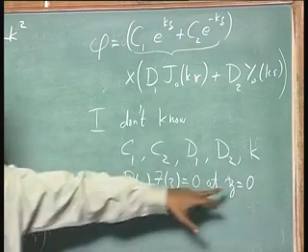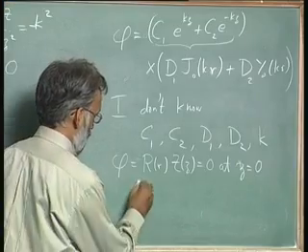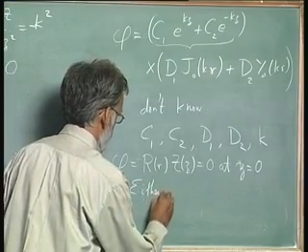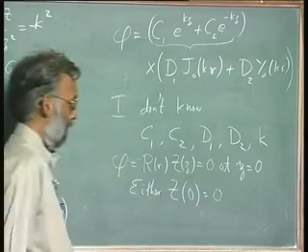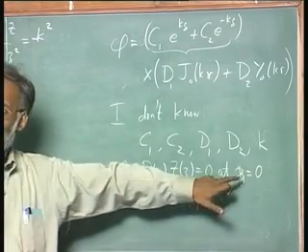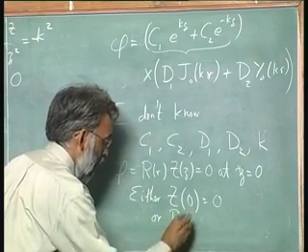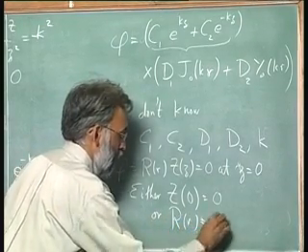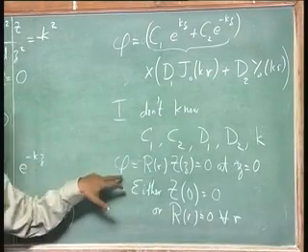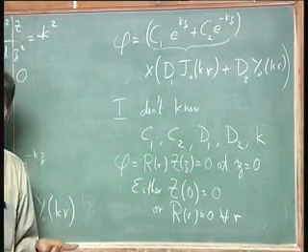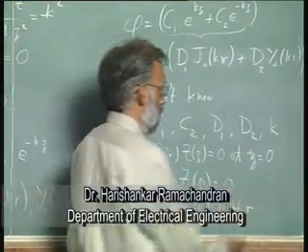Phi can go to 0 at z equals 0 in two ways. Either Z of 0 equals 0, that is one way in which potential can go to 0 at z equals 0, or R of r equals 0 for all r. If R is identically 0, then also phi will go to 0. They are the only two ways in which this potential can go to 0 at z equals 0 for all r.